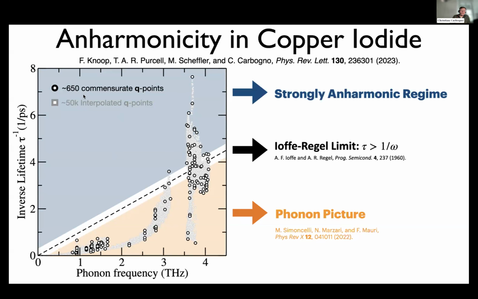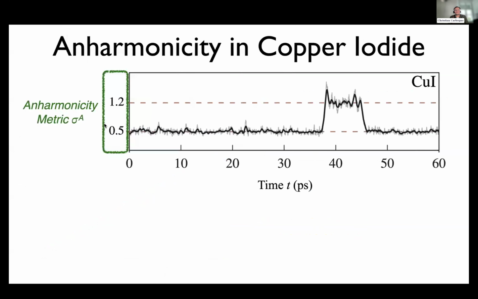Now, this is basically a many-body perturbation theory picture of this physics. You can even get, for me, more intuitive real space insight into what is going on. Here we plot the anharmonicity metric for this material as a function of time along one of these trajectories that we computed. And you see that for a very long time we see this typical anharmonicity metric of 0.5, and this happens for a long time.